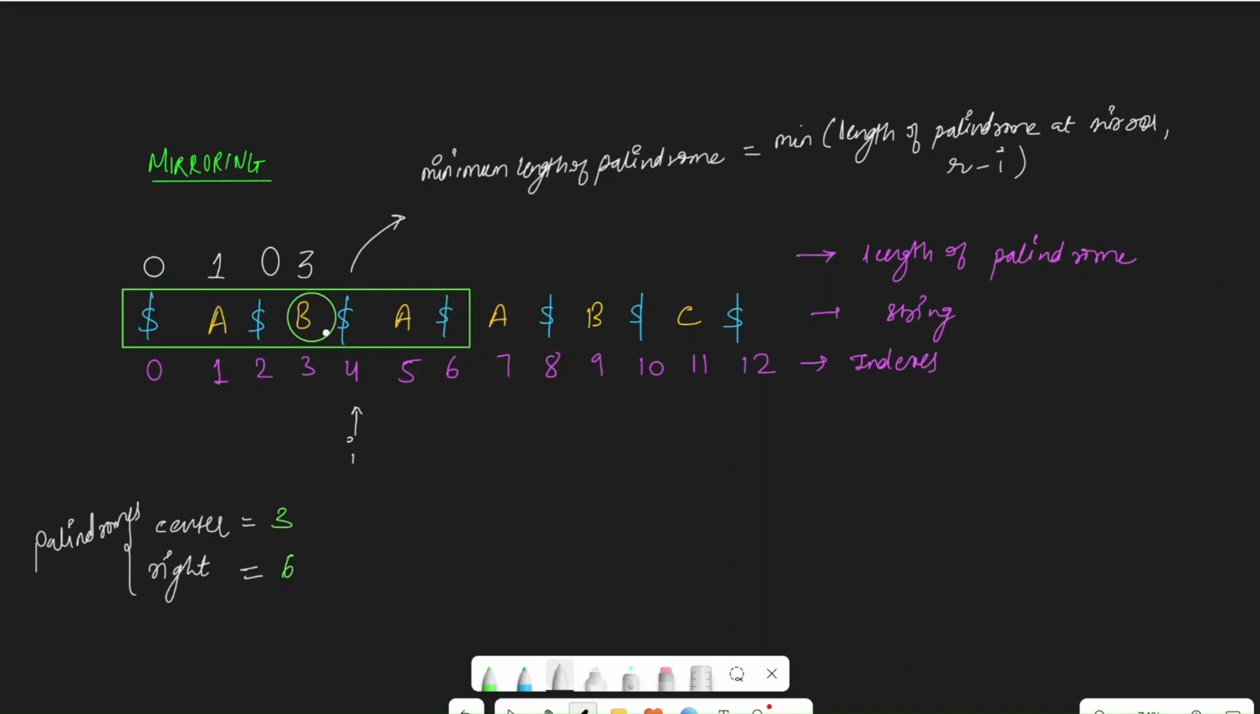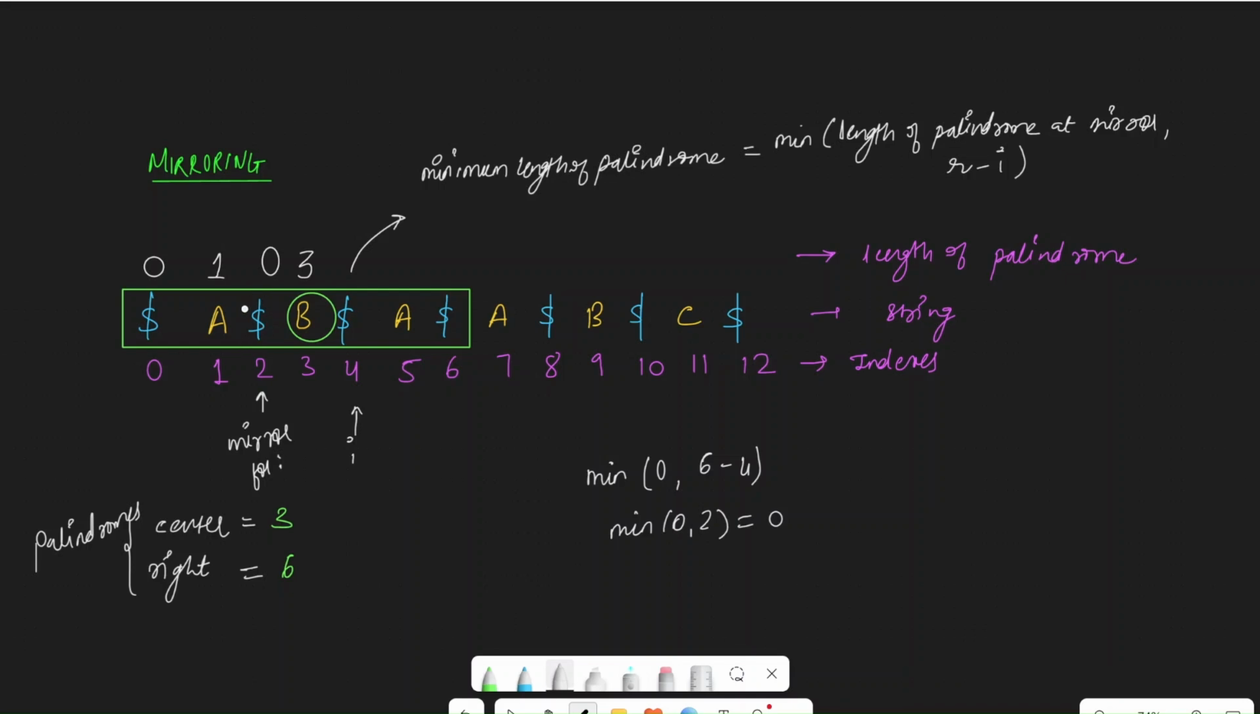Because they are equal, what we can say is we can try to find the mirror location of the current index. Current index is 4. This 4 is 1 to the right of center. So its mirror would be 1 to the left of center. So this is our mirror for I. Now, the length of palindrome at this location would be equal to the minimum of, according to this formula, the length of palindrome at the location of mirror, which is 0, or r minus I. R is 6, I is 4. So minimum of 0, 2, which will be equal to 0.